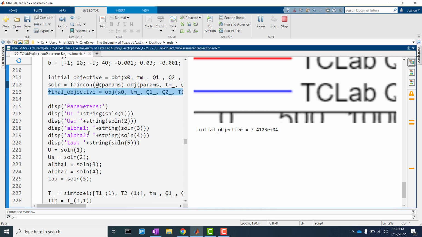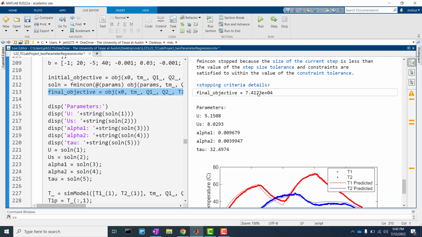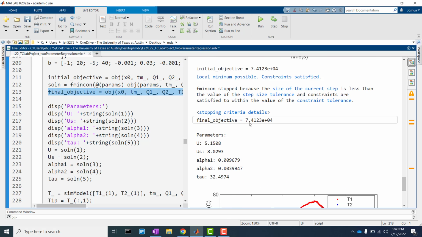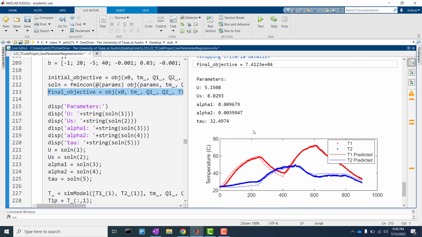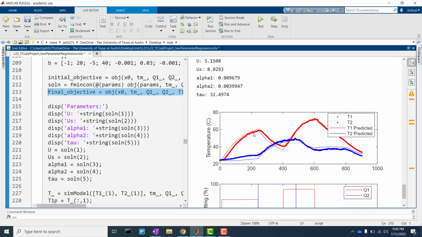So it's doing the optimization now. Our initial objective is about 70,000, but that's over a long time. That's over 15 minutes for both heaters. Alright, so our final objective function is about 0.74 as well. We were doing pretty well with our initial regression.